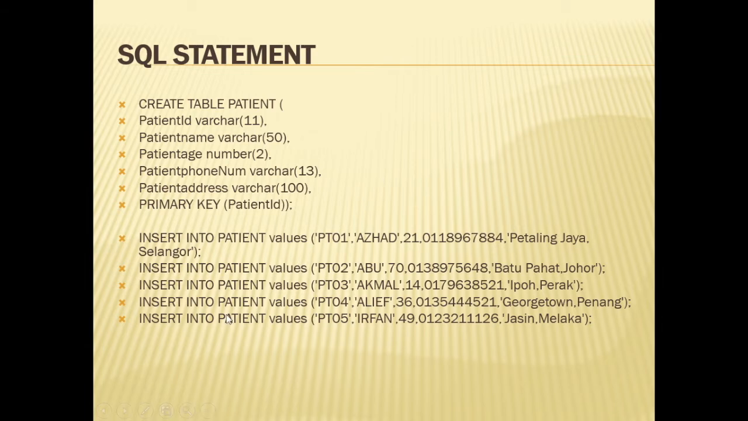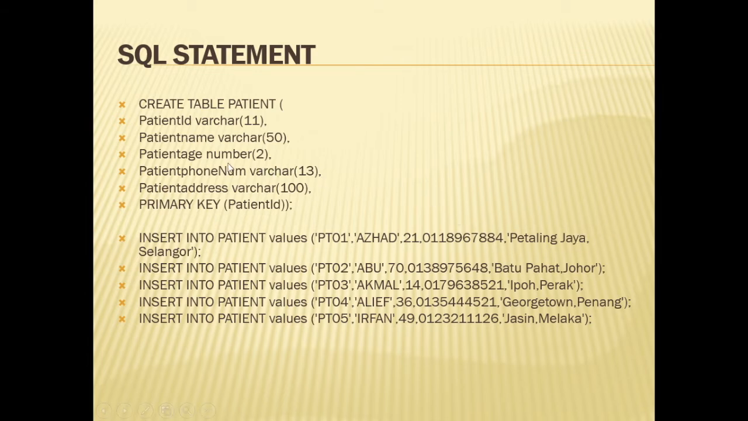Okay, we put the details of the patient like this. Insert into patient values PT01 for the patient ID, patient name Azhad, patient age number 21. Why we put the 2? Because 21 is 2 numbers. We assume that a patient who has 3 numbers, for example 100, will never come to our hospital for a medical checkup.